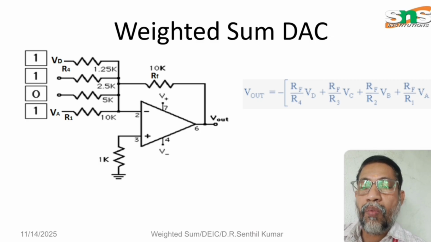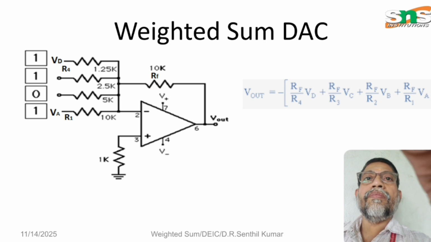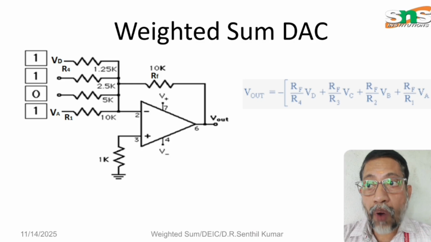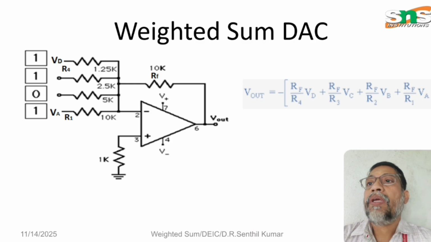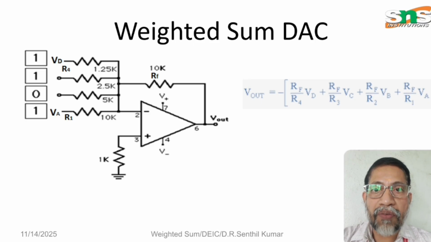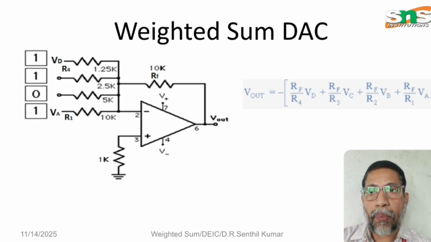The example is 1101, which is the input. VD is the MSB and VA is the LSB. The least significant bit is VA and the most significant bit is VD. Therefore, 1101 is the digital input which is given.